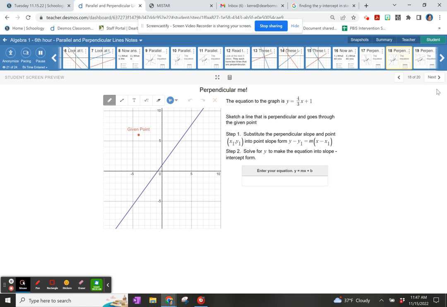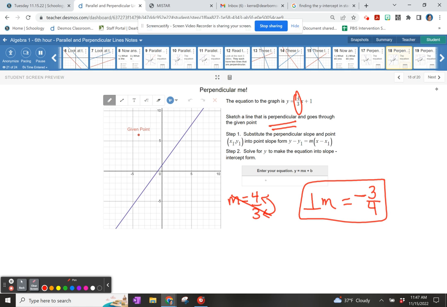And then slide 18 is just the same. We have our original slope, 4 over 3. We need a perpendicular slope because it says perpendicular. So I started out positive, so my perpendicular slope will be negative. And then I have to flip the numerator and the denominator. Once you do that, we're done with the original slope.